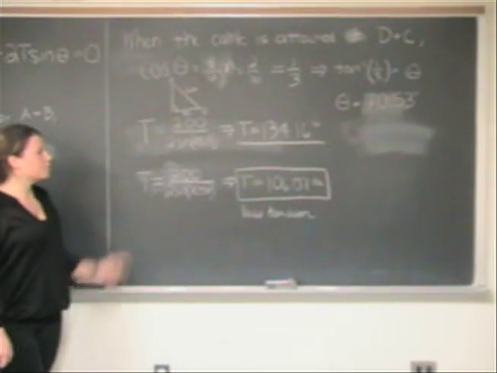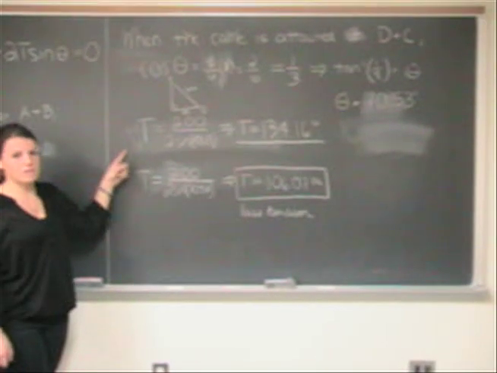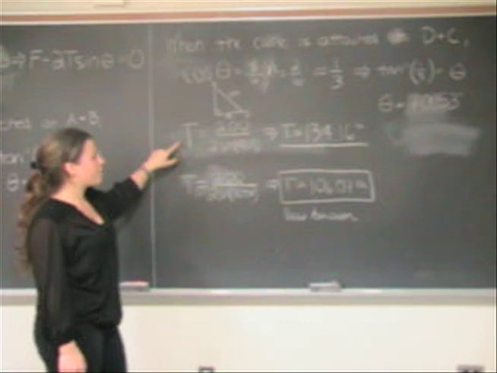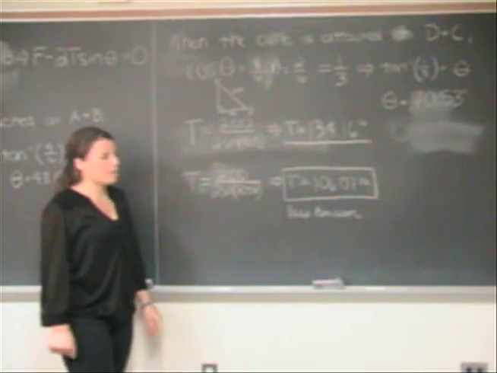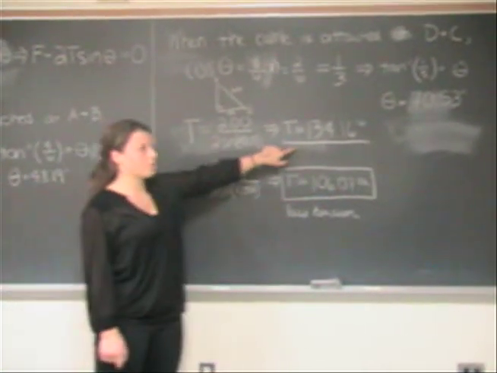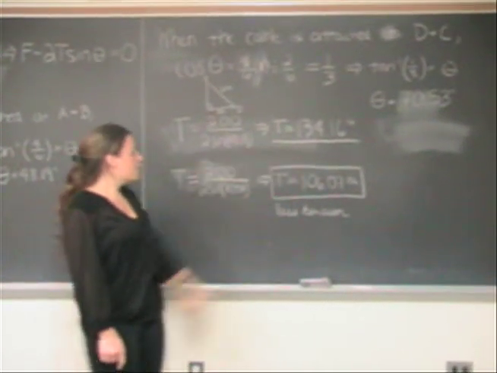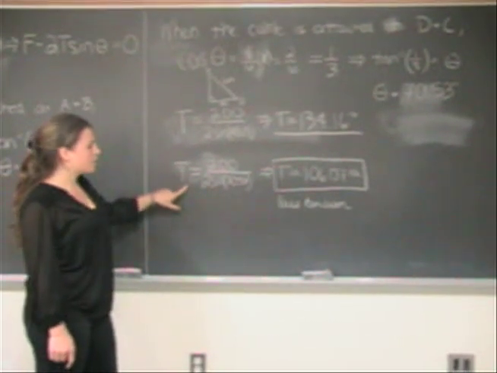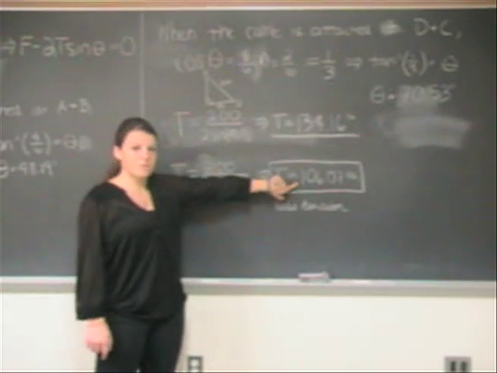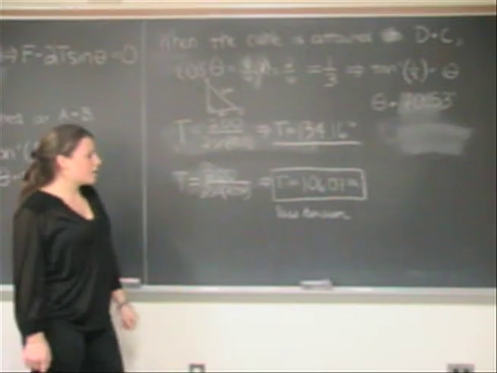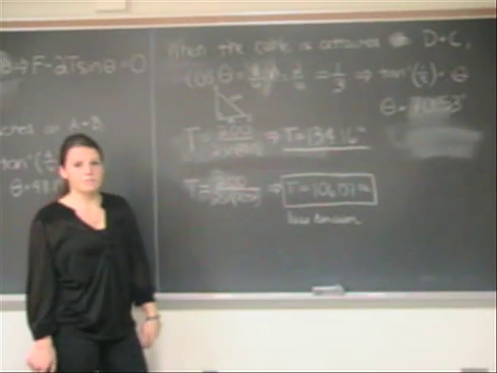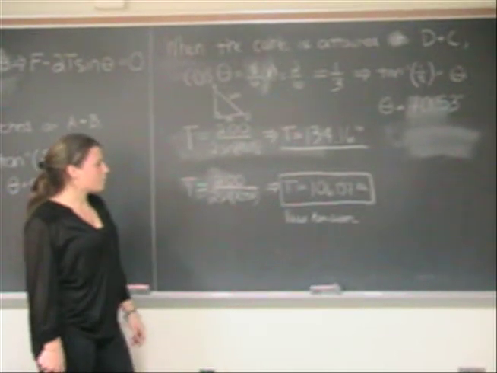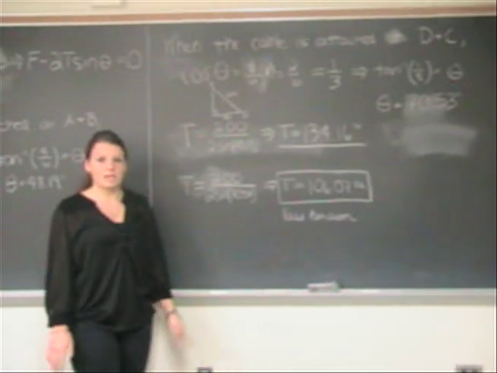Now to find the tension, we plug in the angles that we found into the equation we derived earlier. So by plugging in theta equals 48.19, we get a tension of 134.16 pounds. And when plugging in theta equals 70.53, we get a tension of 106.07 pounds. Therefore, the points that give the least amount of tension would be connecting the cable to points D and C. This also proves that the larger the angle, the less tension in the cables.